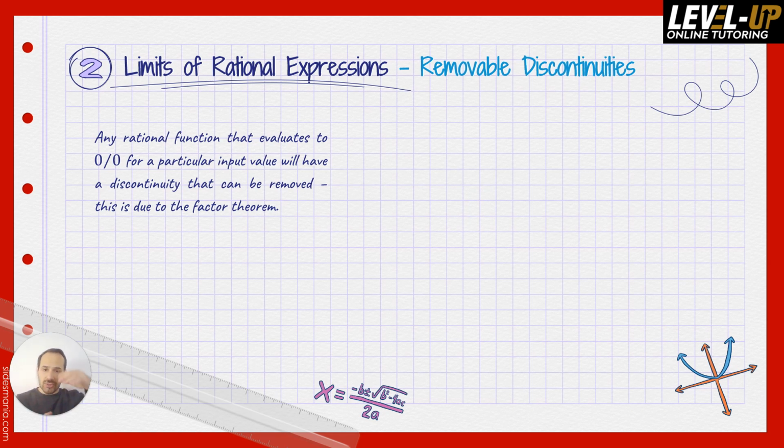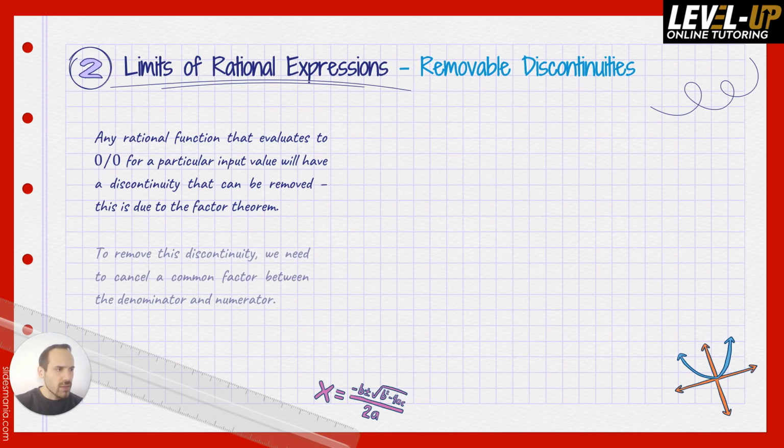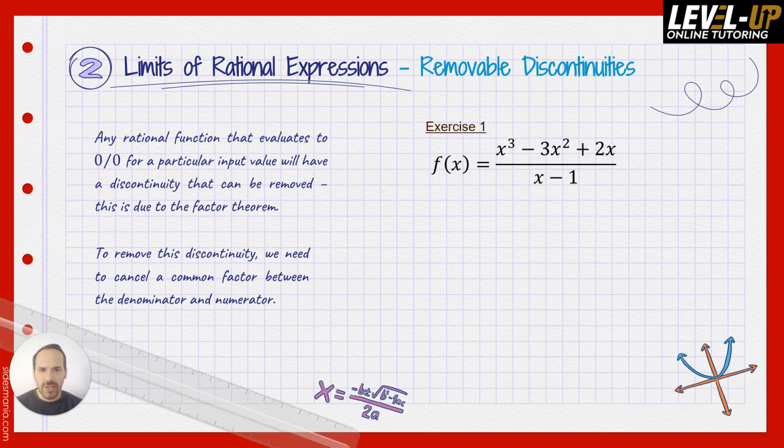If we have a polynomial divided by another polynomial and they both equal 0 at a particular value, like x equals 2, that means they're both going to have a factor of x minus 2, and therefore we can cancel out that factor because we're dividing one by the other. This is the idea behind removing that discontinuity: we find the common factor and cancel it out. That may or may not make sense. Let me show you with an example, and I think it'll become a lot clearer.